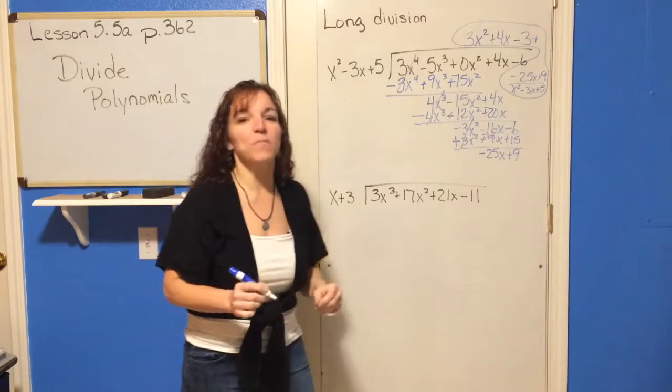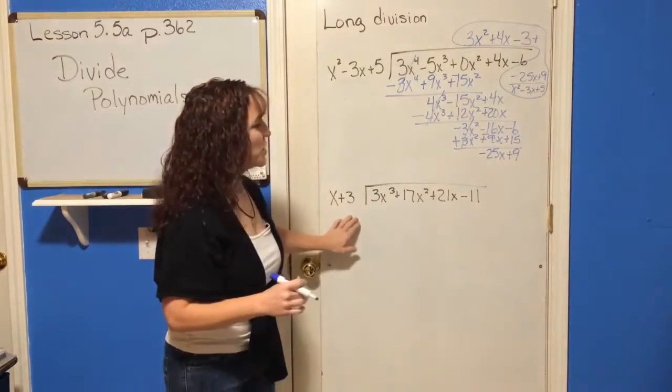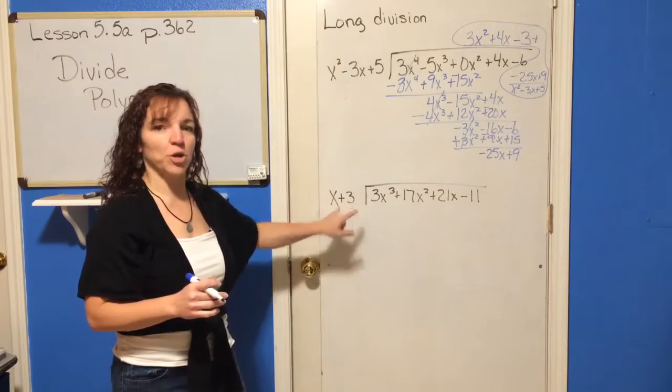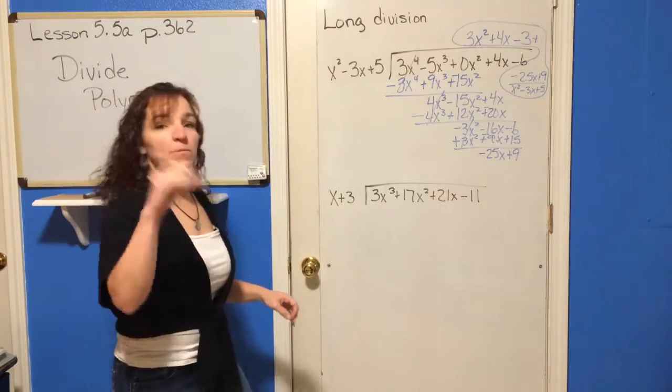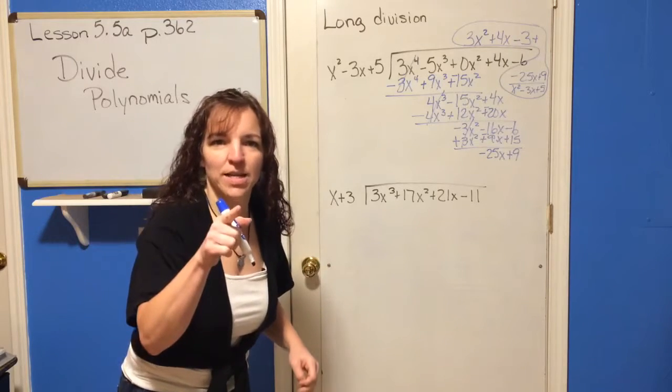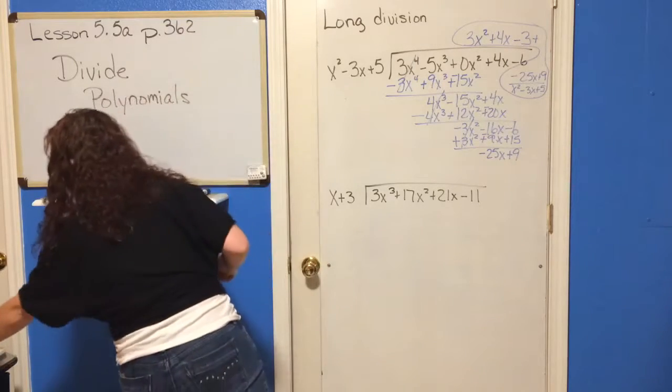How's that? All right, pause it and do this next one. This one is actually a little bit easier because you just have two terms, a binomial instead of a trinomial, that you're dividing by. Do it on your own and then come back. And here we are back, and you already did it and got an answer, right? I hope so. All right, here we go.